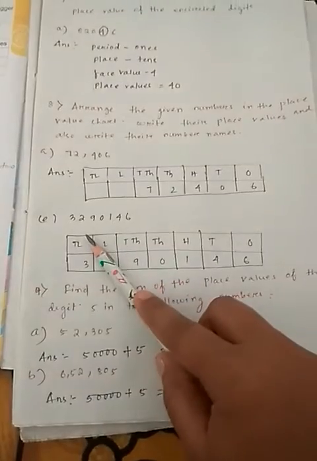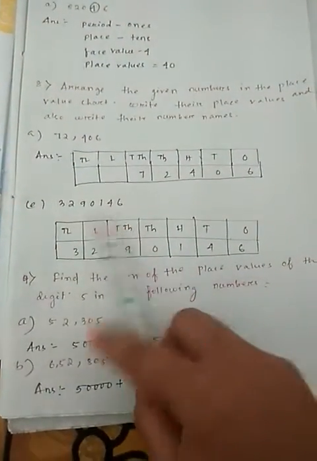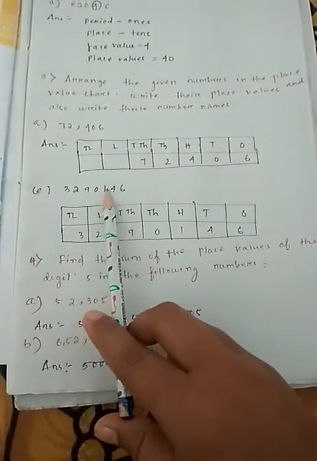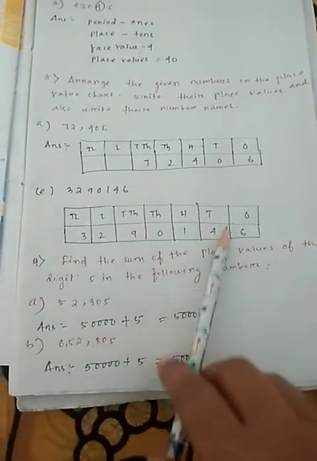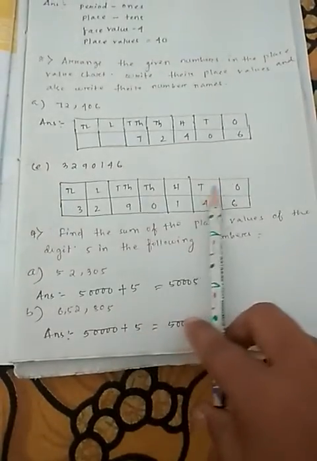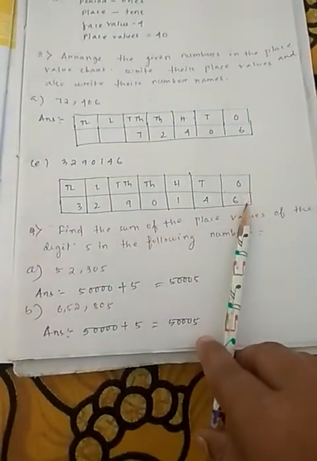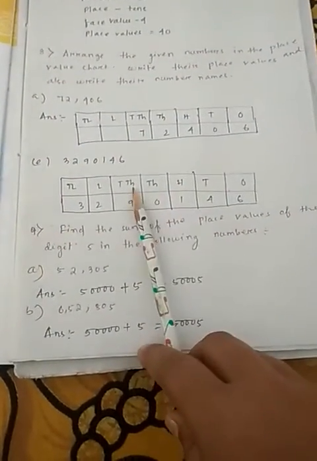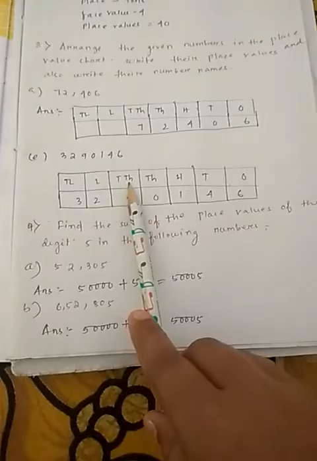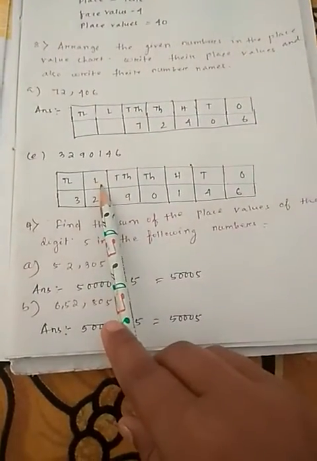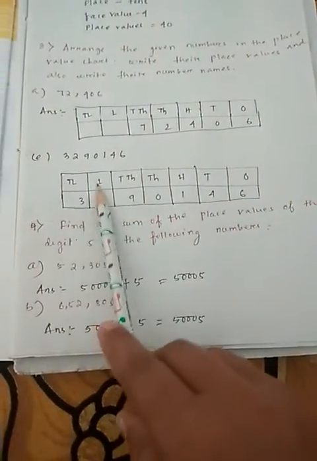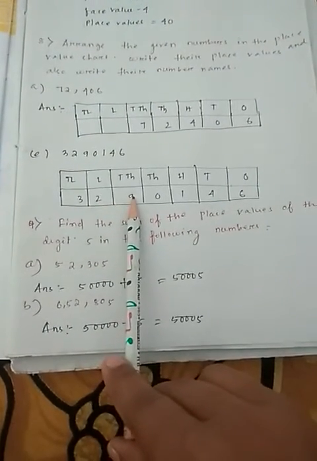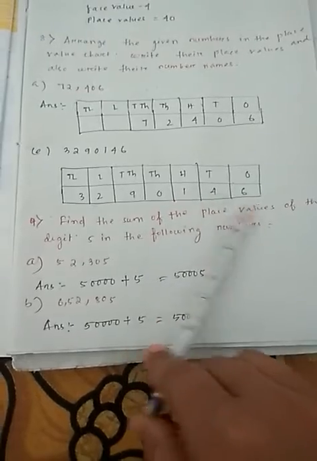The next example we will see, that is question number E. The number is 3290146. So first we will form the place value chart. Then in that we will put the numbers. In ones place there is 6, in tens place there is 4, in 100 place there is 1, again in 1000 place there is 0, again in 10,000 place there is 9, again in lakhs place there is 2 and in 10 lakhs place there is 3. So 32 lakh 90,146.